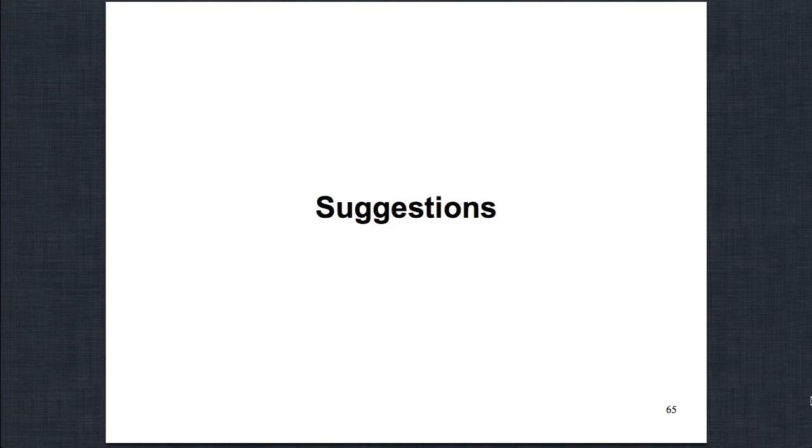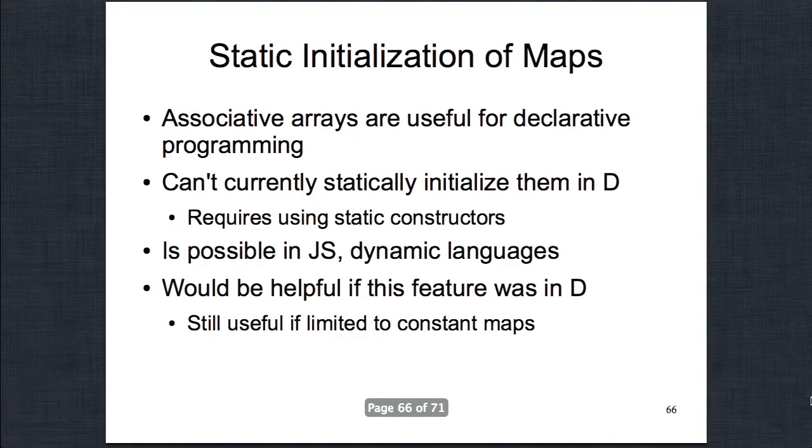So I'm going to conclude with a few suggestions. One of them I already mentioned. I kind of wish that associative arrays could be initialized outside of static constructors. Maybe this could be limited to constant static arrays. I don't know how practical it is to actually implement this, but it would be really nice if that feature was actually in D. I think it sort of goes with making the language easier to use, like with the inference of immutability, for example. The compiler has to do more work, but it makes it more practical for programmers.